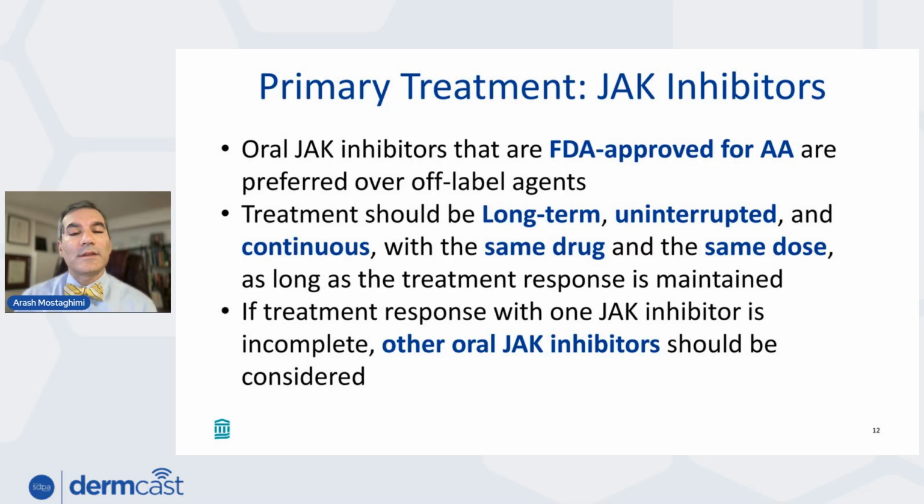So now we're getting to the results of the guidelines. The primary treatment that we recommend for all patients with severe alopecia areata is JAK inhibitors, and specifically oral JAK inhibitors that are FDA approved for alopecia areata. Sometimes you may use a JAK inhibitor that's not FDA approved, such as tofacitinib, but given the amount of data and information about the efficacy and long-term safety of the FDA-approved medications, those should be the ones that you start with.